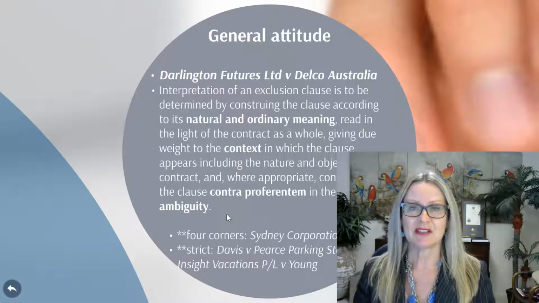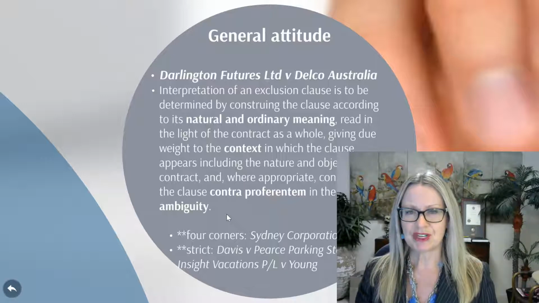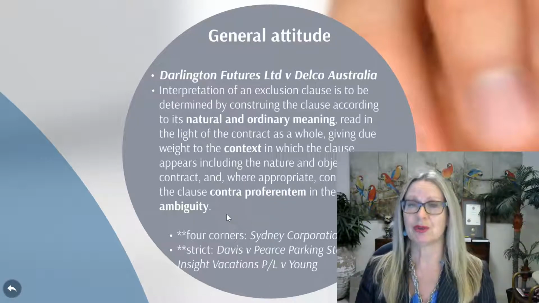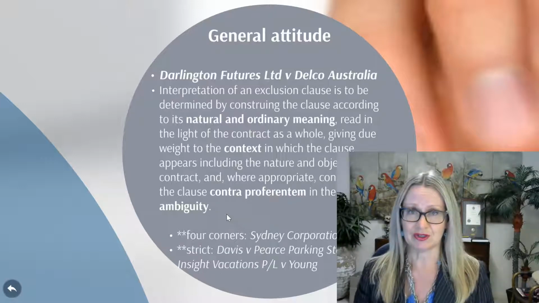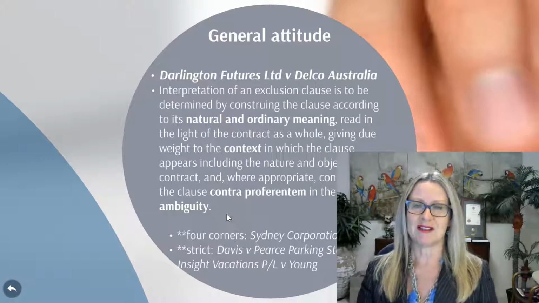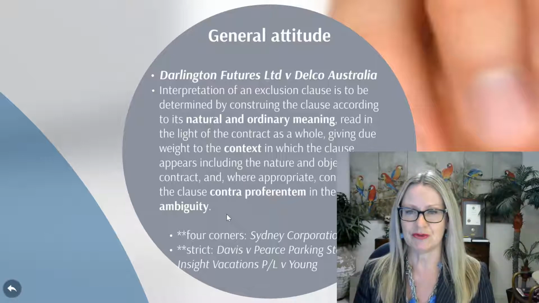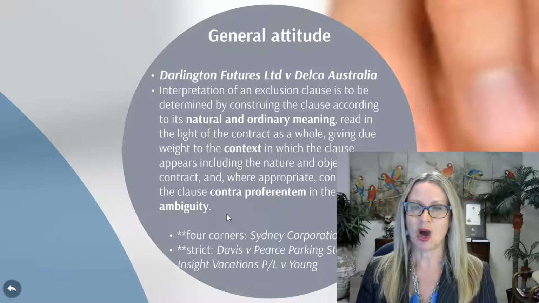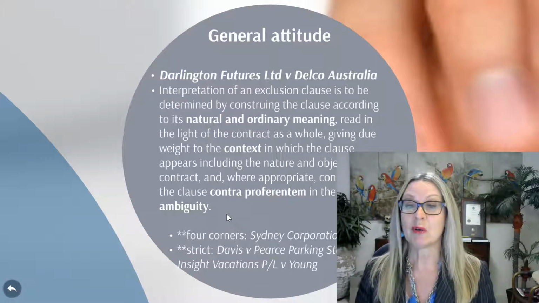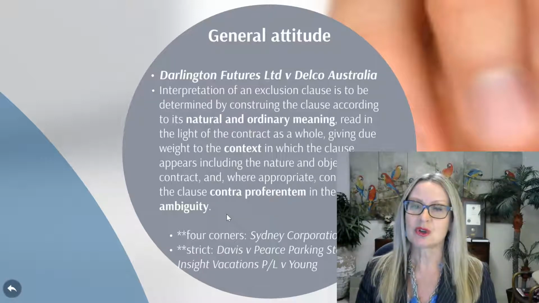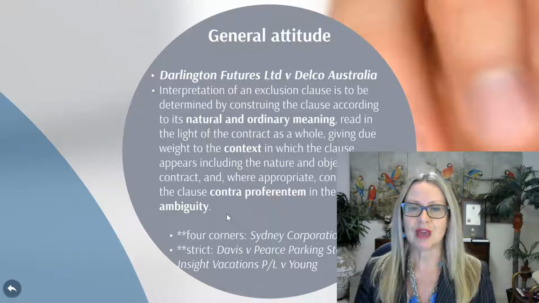So it's relatively clear since the Darlington Futures case, which was a High Court case in about 1986, that the way that exemption clauses will be treated will be, generally speaking, similar to the way that the court will treat other issues of construction. So the High Court there said interpretation of an exclusion clause is to be determined by construing the clause according to its natural and ordinary meaning, read in light of the contract as a whole, giving due weight to the context in which the clause appears, including the nature and object of the contract. And here we have a little rider, where appropriate, construing the clause contra proferentem in the case of ambiguity.